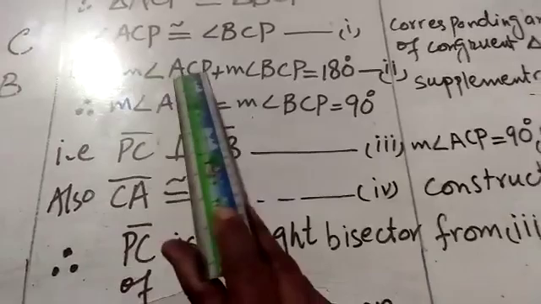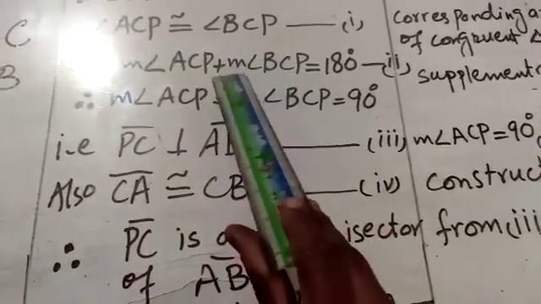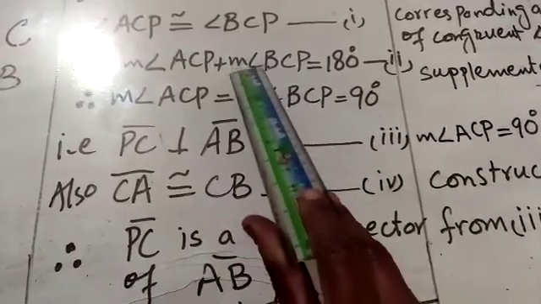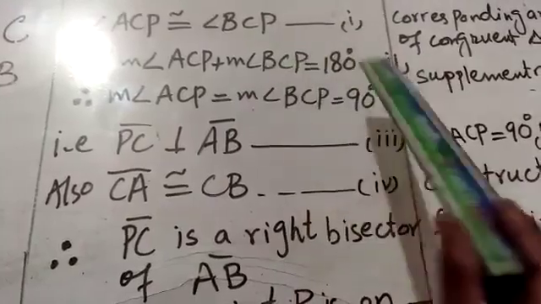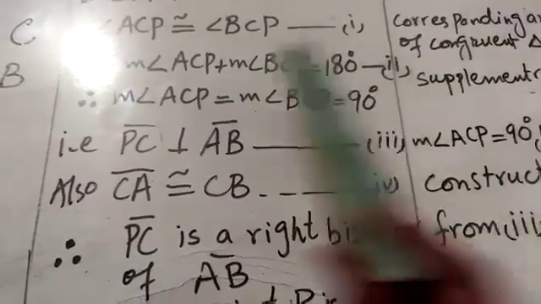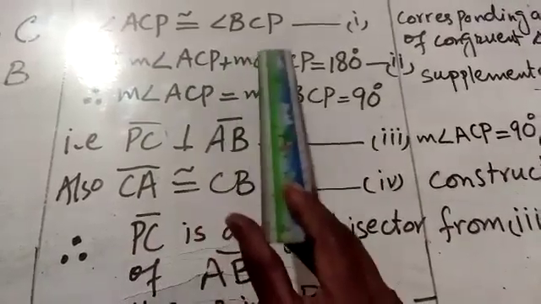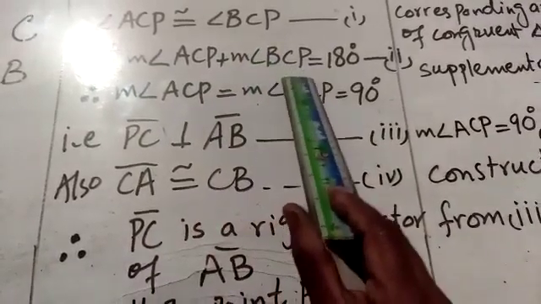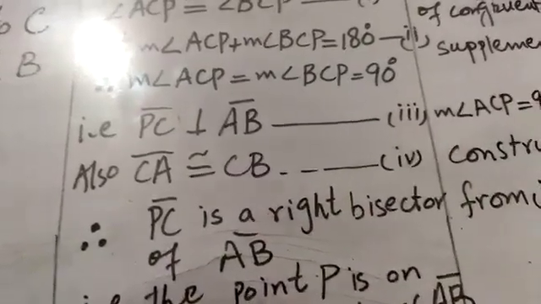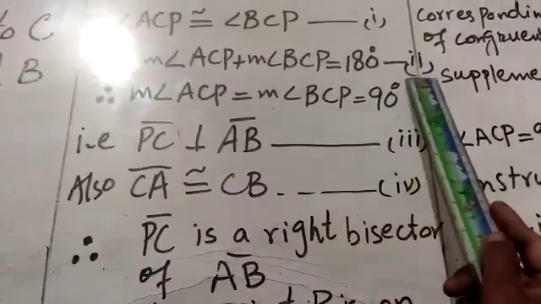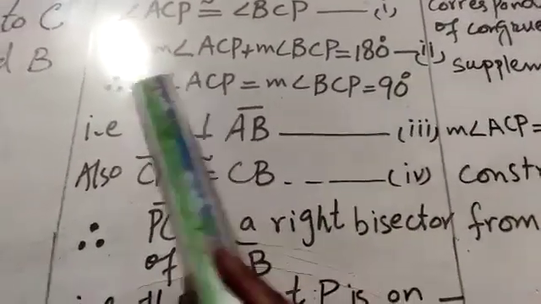But as we know, the sum of all the angles on a straight line is always equal to 180 degrees, according to supplementary angles. So measurement of angle ACP plus measurement of angle BCP will be equal to 180 degrees. This is equation number 2, and the reason is supplementary angles.